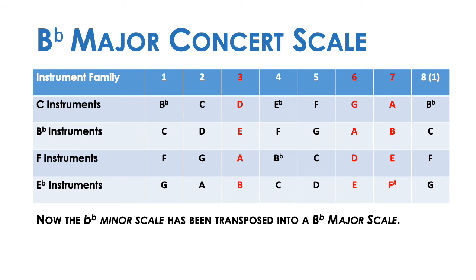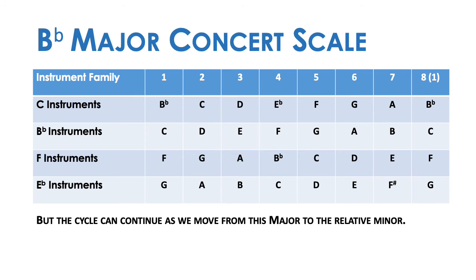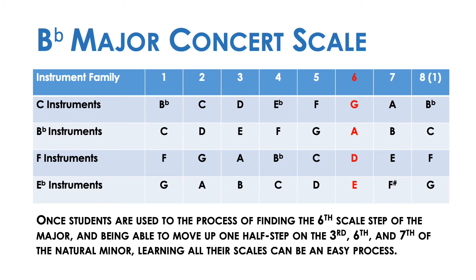And so then we arrive, and oh hey, we're in B flat major, and that looks very familiar. It's been transposed, and we can go through that scale. But we don't have to stop there. That cycle can continue. As we look at that scale now, let's take this B flat major and let's go to its relative minor. And again, pointing out that sixth scale step.